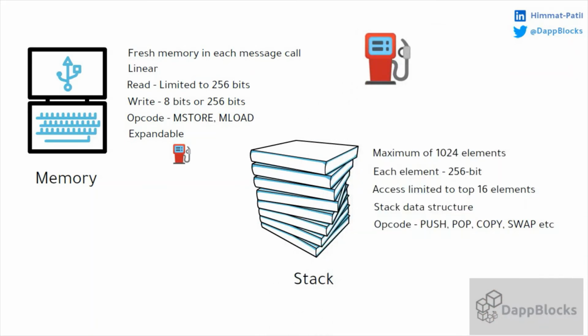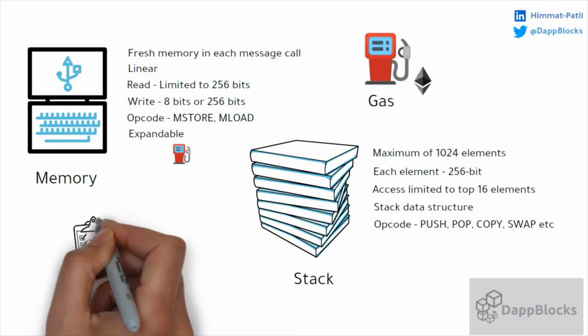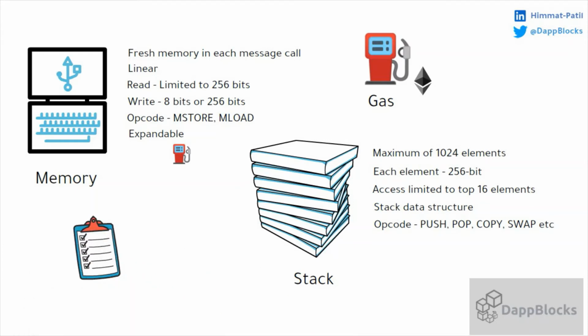Gas. Gas is required to execute smart contract. Gas should be paid in Ether. Program counter. Program counter is used to manage memory addresses of the opcodes to be executed next.